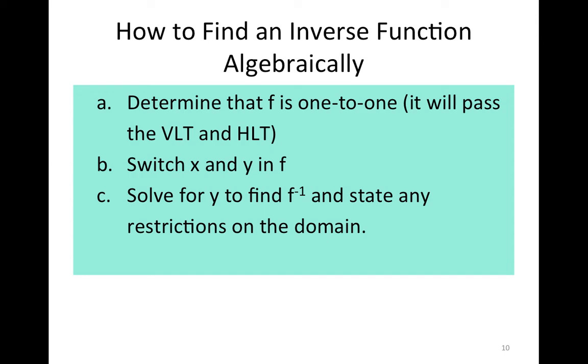So how can we actually find an inverse function? First of all, make sure that it is something that is 1-to-1, that it will pass both the vertical line test and the horizontal line test. Then go ahead and just take the equation and switch the x's and y's. So wherever you see an x, write a y. Wherever you see a y, write an x. And then take that new equation, solve for y, and you will find the inverse function. So let's look at one example here.